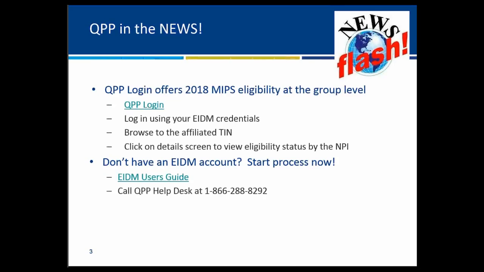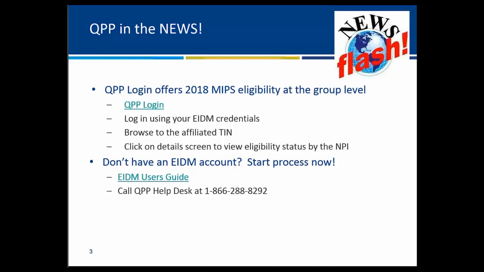So first of all, we want to make sure that all of you are aware that CMS is now offering the ability for you to determine the eligibility of the MPIs in your TIN with the MPI lookup tool on the QPP.cms.gov website. You log into the tool with your EIDM credentials, find the affiliated TIN, and then review the details screen to see each MPI in the TIN and their eligibility. Now, how nice is that instead of having to look up each MPI? So thank you to CMS for that.